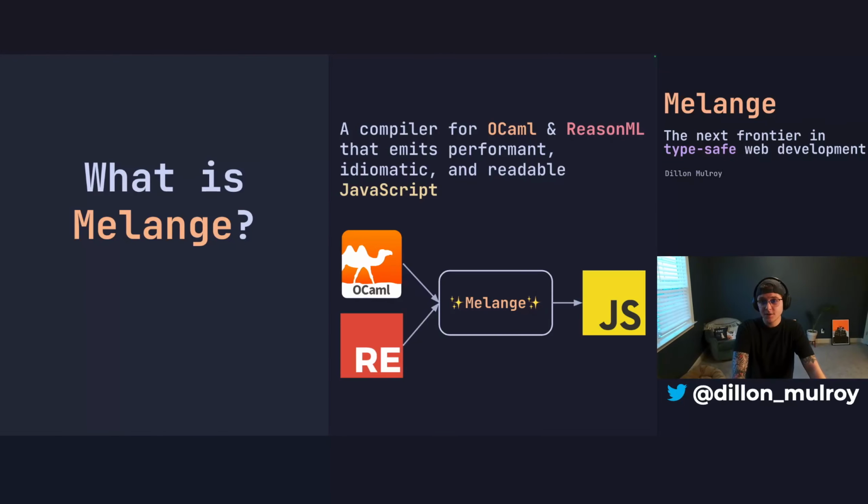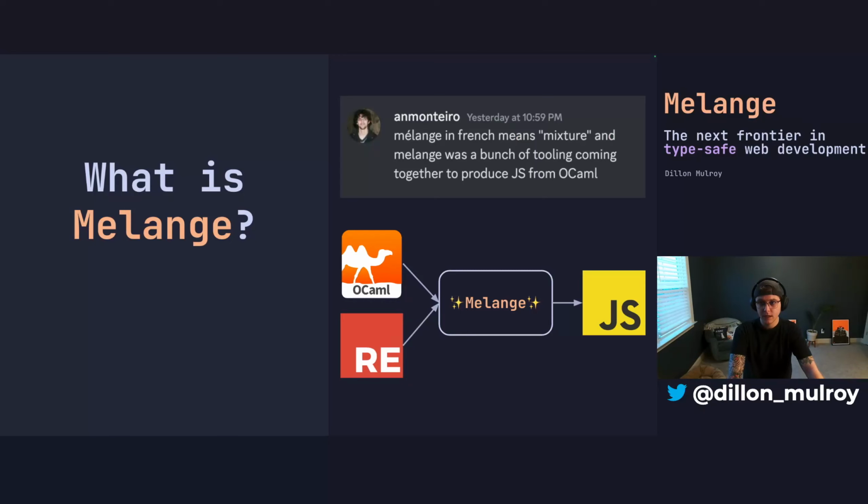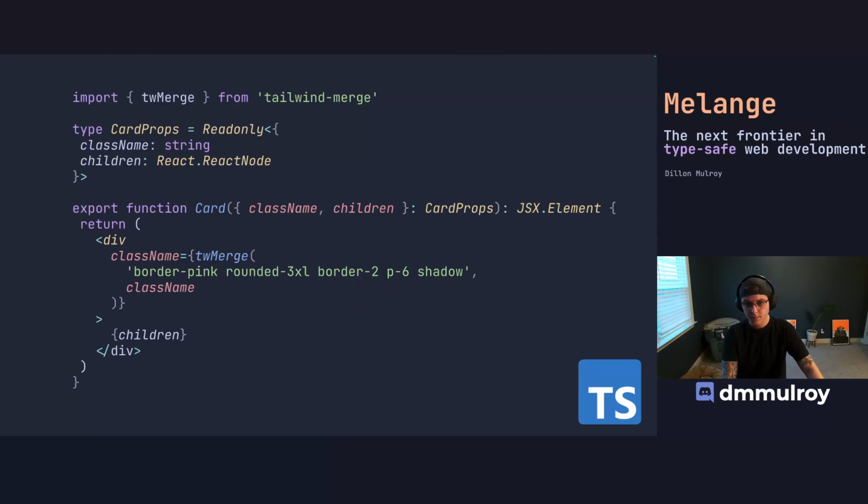So what really is Melange? Melange is a compiler for OCaml and ReasonML that emits performant, idiomatic, and readable JavaScript. In fact, it was also partially inspired by a French word which means mixture. Essentially, it's a bunch of tooling from the OCaml and Reason ecosystem coming together to produce JavaScript from OCaml. So let's look at an example of what ReasonML and Melange actually look like.